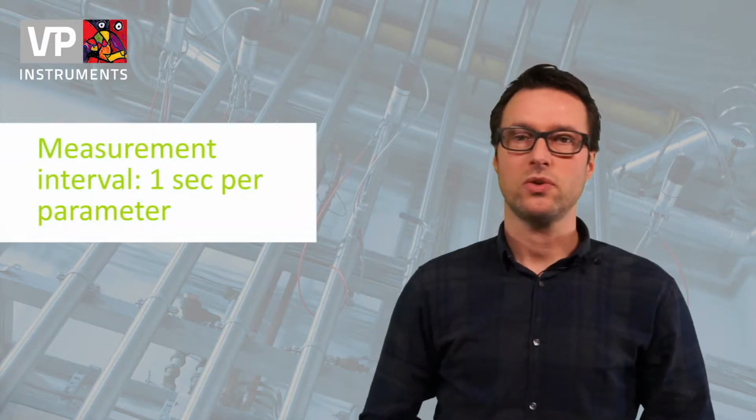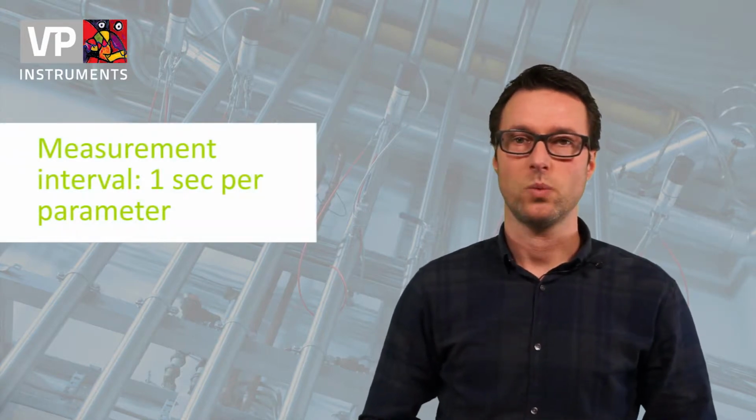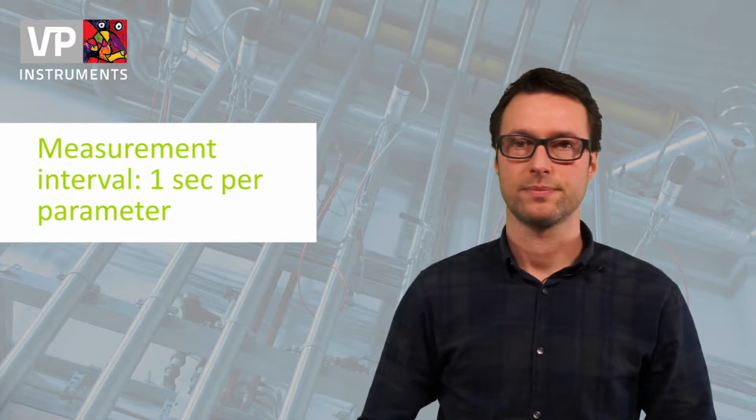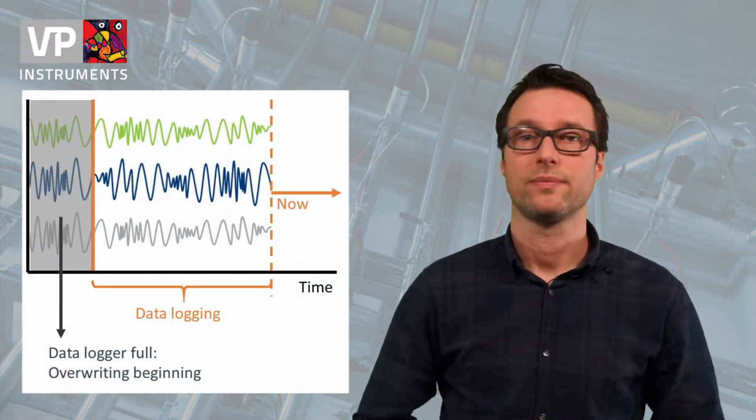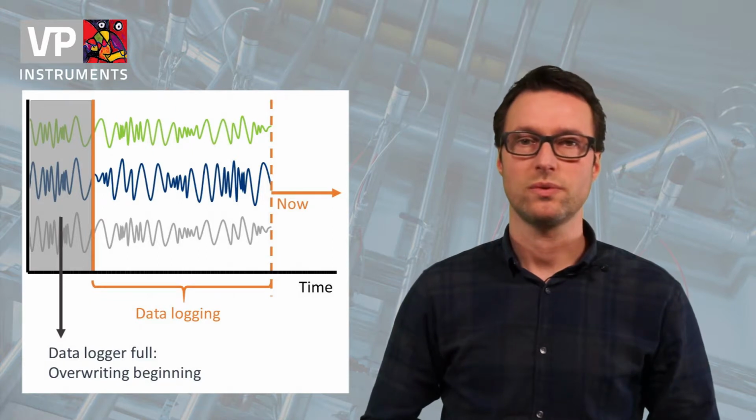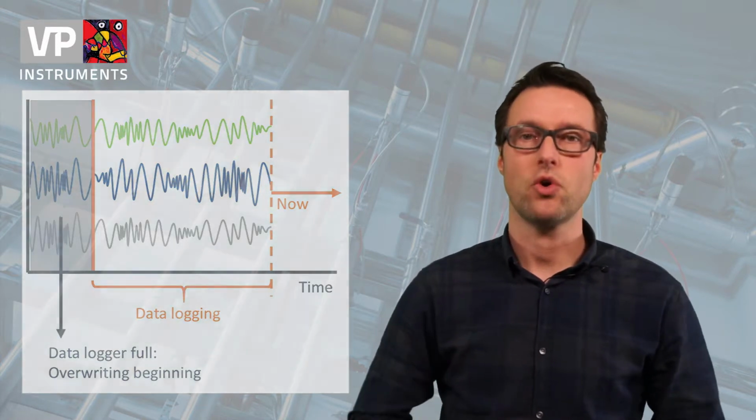The measurement interval is fixed at 1 second per parameter in cyclic mode. This means that for VPFlowScope M, you have a memory capacity available of minimum 6 months. If the memory capacity is full, the data logging will continue, but the first data is overwritten.